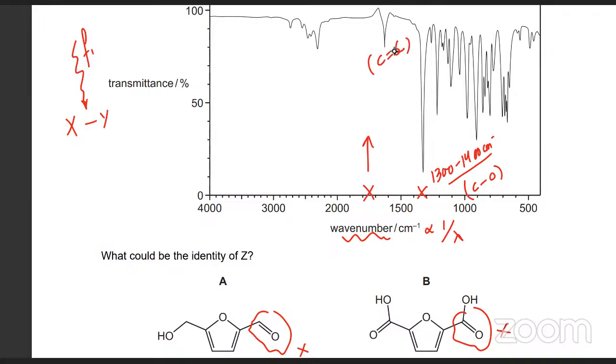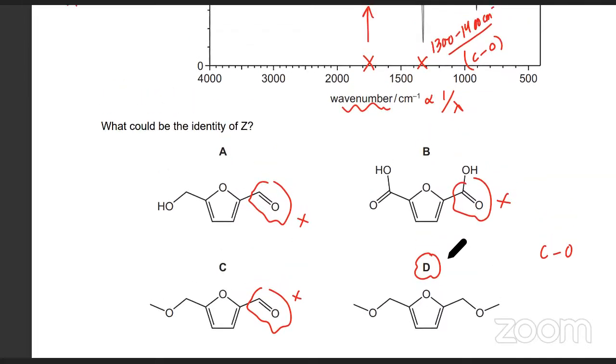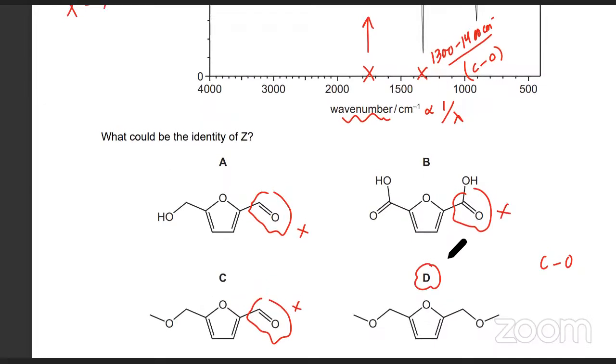But the question was pretty easy. It was pretty easy because you found out that C double bond O absorbs a frequency at 1600 and you had nothing there. So which eliminated all the three options. You were just left with the last option. Is that clear? Yes, sir.